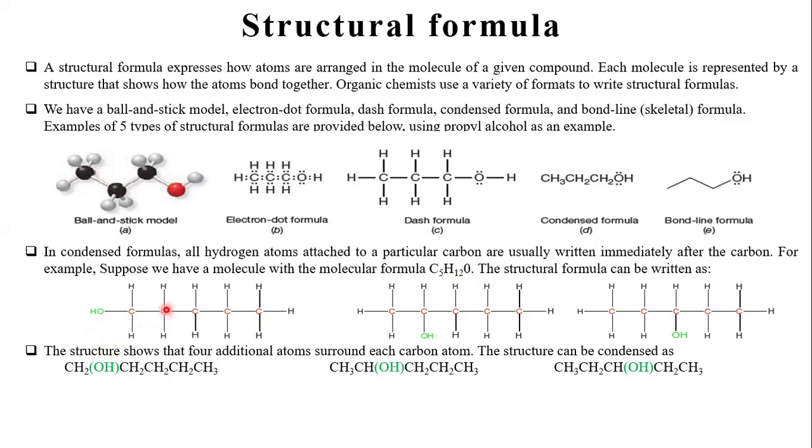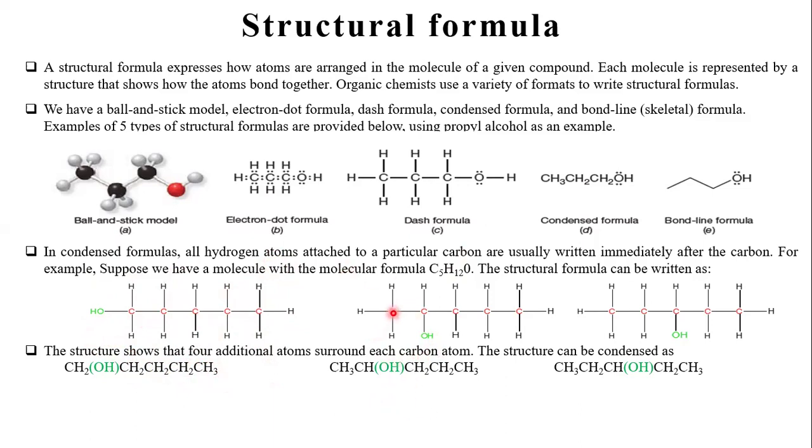This carbon has 2 hydrogens, so CH2. Then this carbon is CH2, and another carbon, CH2. And then the last carbon is surrounded by 3 hydrogens, so that's CH3.